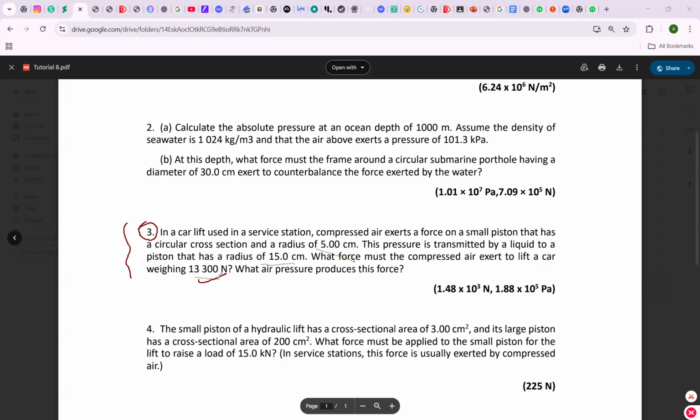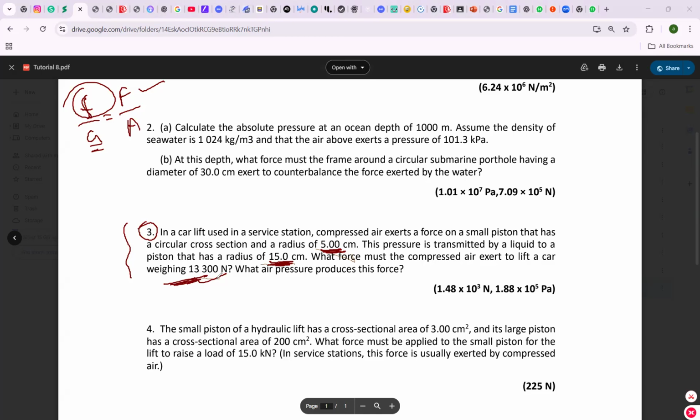We know that the formula is small f by small a is equal to capital F by capital A. Now, the car weight will be capital F. Capital A will be pi r square, and small a will be pi r square too. You have to find out this small f. We have all the values except small f.